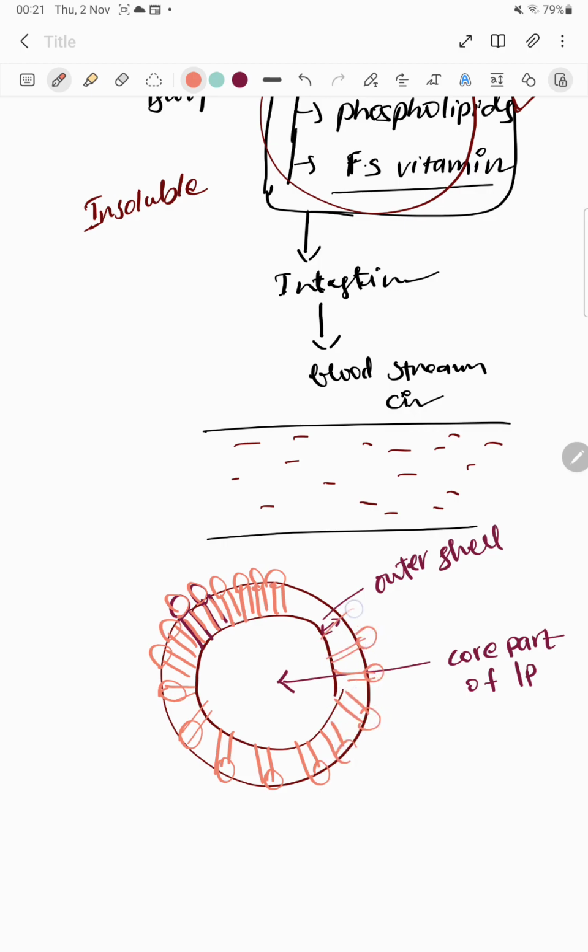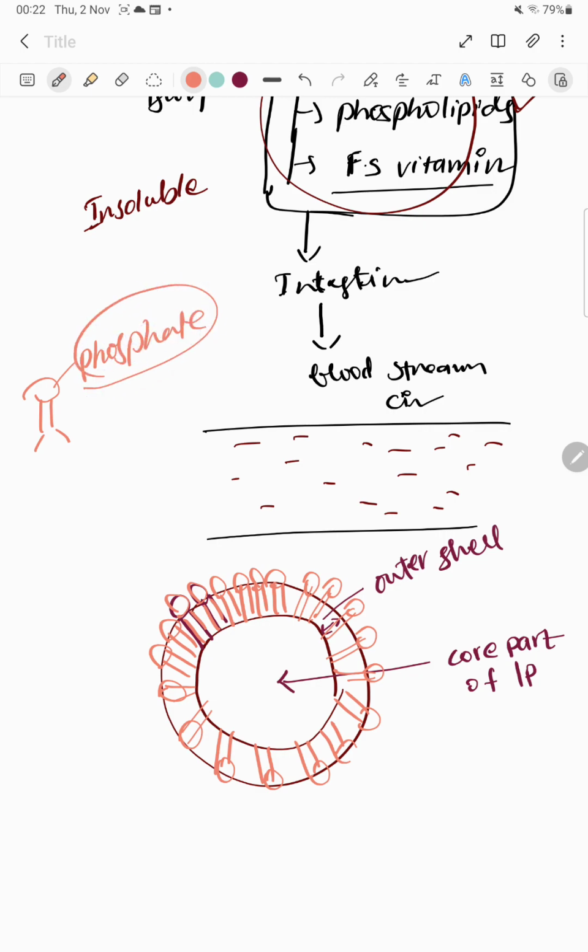So what is a phospholipid? All the cell membranes are also made up of phospholipid. Even the lipoprotein membrane is made up of phospholipid. Just see here, what is a phospholipid? This is a phospholipid. Two fatty acid chains dangle down here, and here is the phosphate.